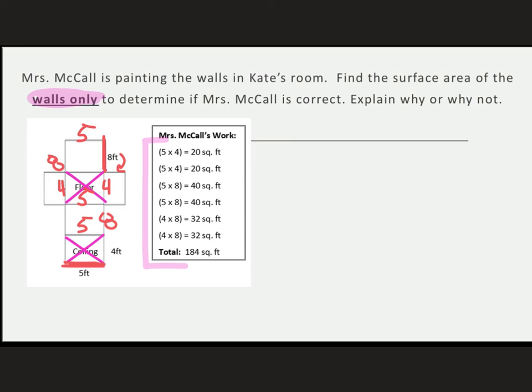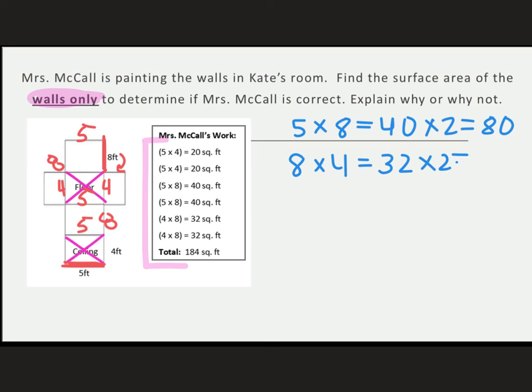When I find the correct work, notice I need to do 5x8, which will get me 40, and I have 2 of them, so multiply by 2 to get 80. And then I have an 8x4, which is 32, and I have 2 of those also to get 64. So to figure out the total area that she needs to paint, we just need to add 80 plus 64 to get 144 feet squared. So to explain what she did incorrect, she should have not included the ceiling or the floor.